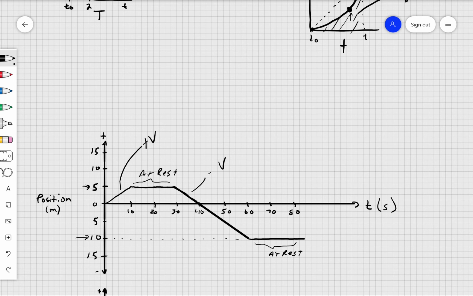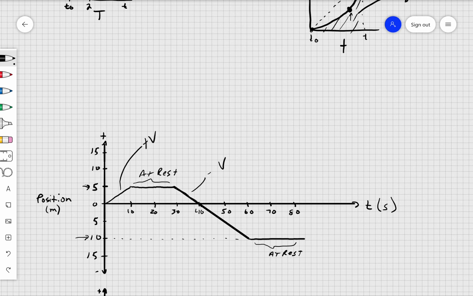So in the entire scenario, in the first 10 seconds, the elevator went 5 meters up, then it stopped for 20 seconds, then it went 15 meters down, right? It went from positive 5 to negative 10, and then it stopped again.